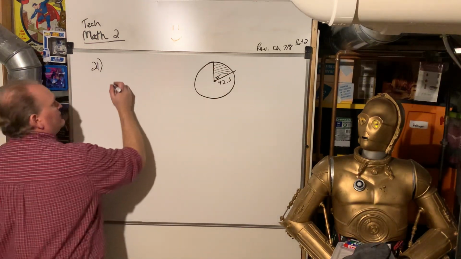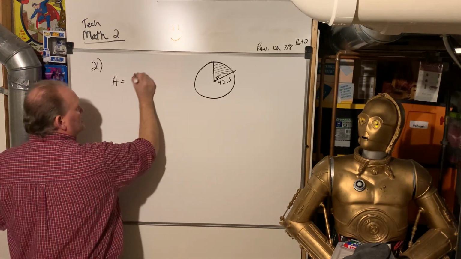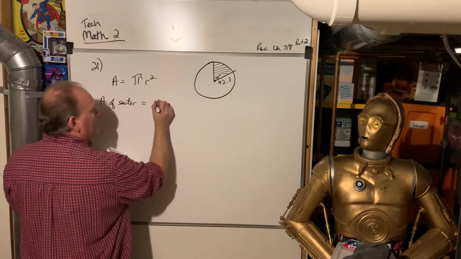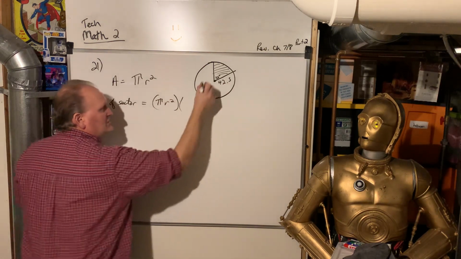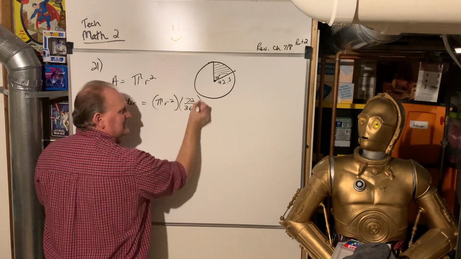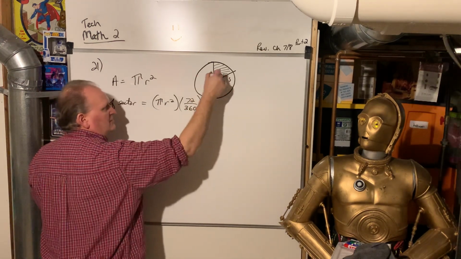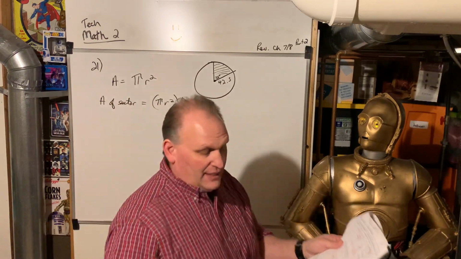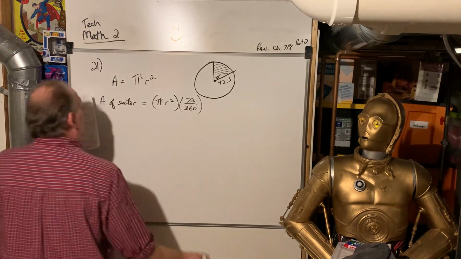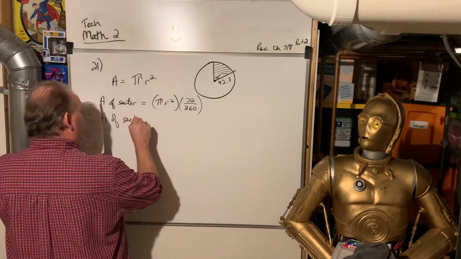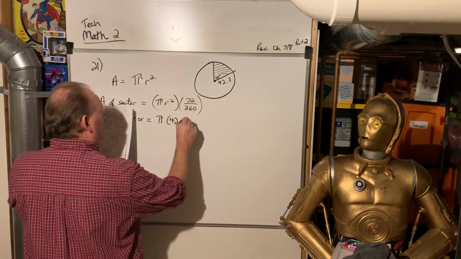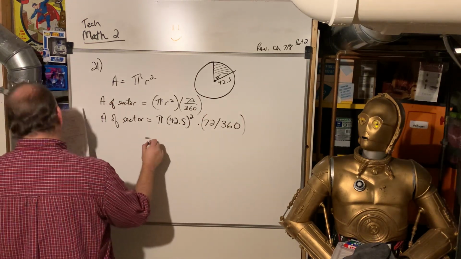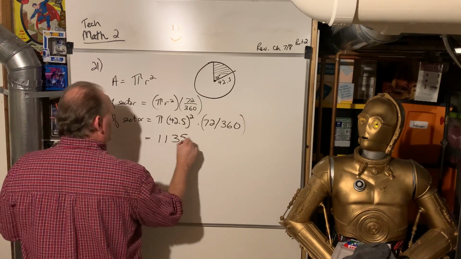Okay, so just think area of a circle. The area of the entire circle would be pi r squared. So the area of the sector would be pi r squared, but then times just this piece, 72 over 360, because that's only 72 degrees of the whole 360 degrees. So 72 over 360 is the percent of the circle that we want. So the area of the sector is pi times 42.5 squared times 72 divided by 360. And so that is 1135 square centimeters. We rounded to a whole number.